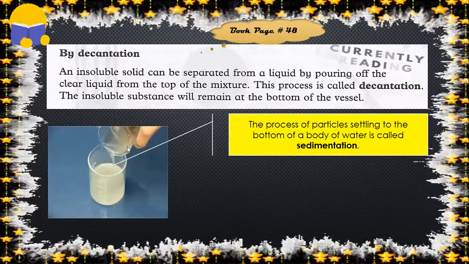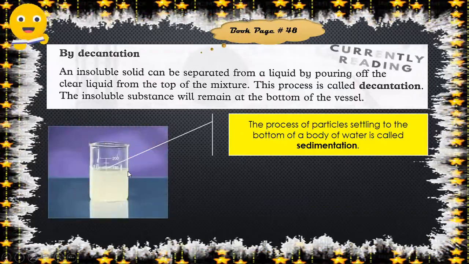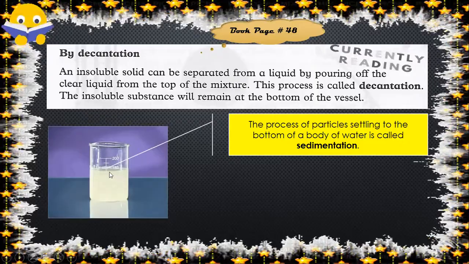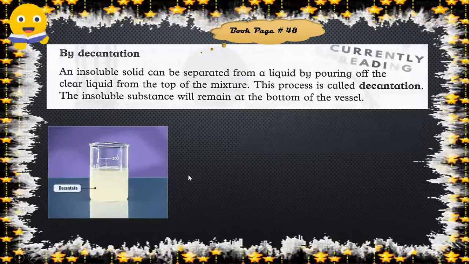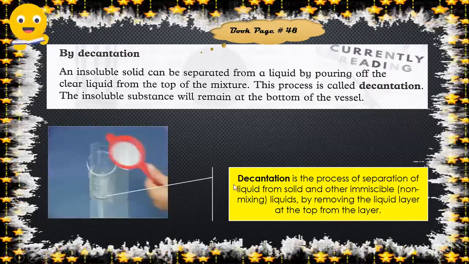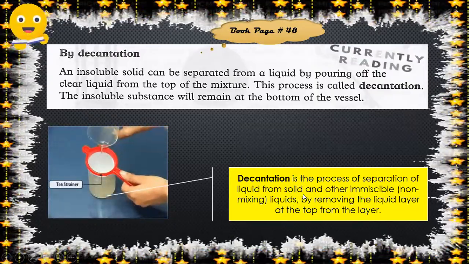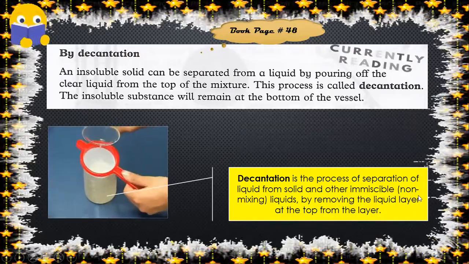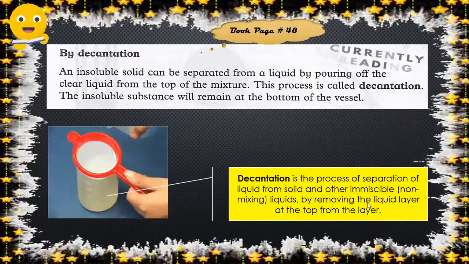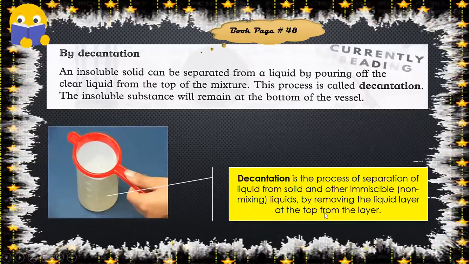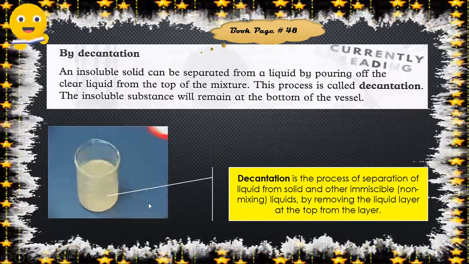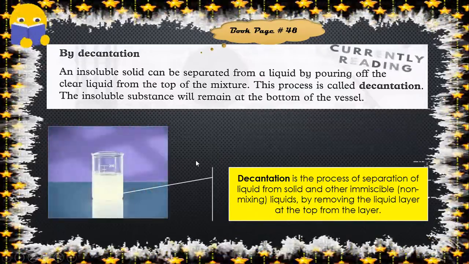And if you pour off that clean water at the top, what is left, that is the process called decantation. What is decantation? Decantation is the process of separation of liquid from solid and other immiscible, non-mixing liquids by removing the liquid layer at the top from the layer below. So that is the process called decantation.